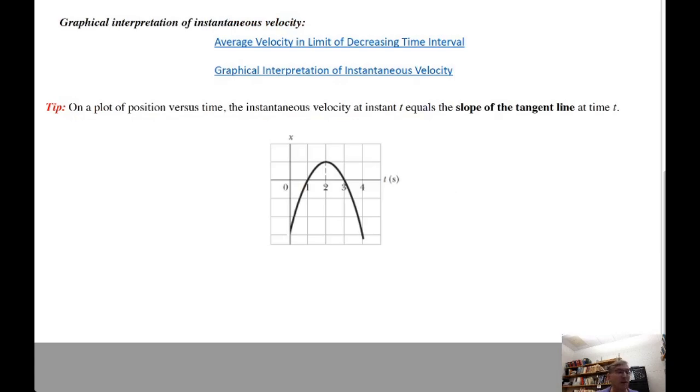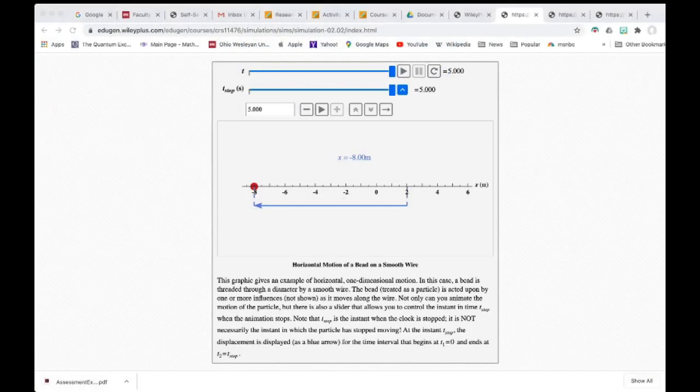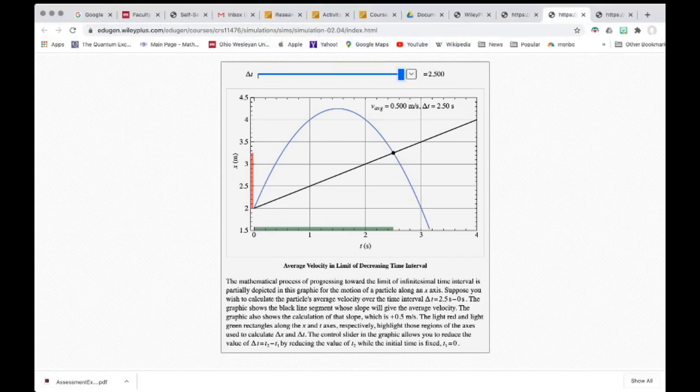Let's start with a little bit of graphical interpretation of instantaneous velocity. So let me go back to Wiley+, and now let me open up another animation that you can find on the Wiley+ site, average velocity in the limit of decreasing time interval. And this shows a lot of information, in fact. And it's our first example of what's called a position time plot. It's a bit of an abstraction.